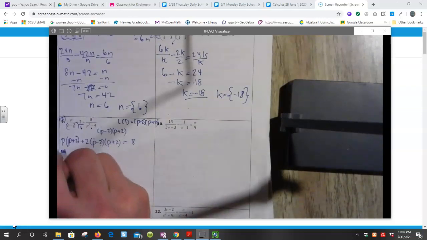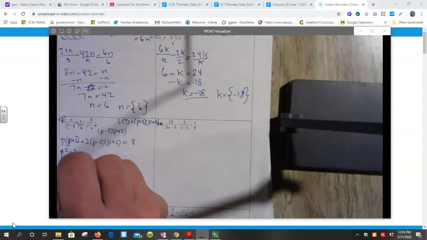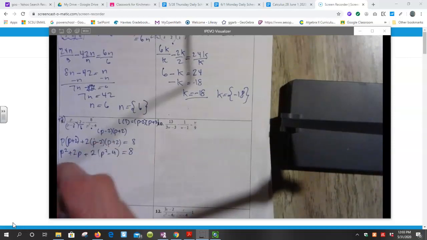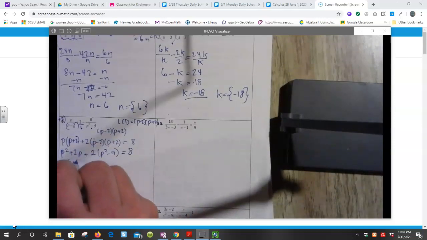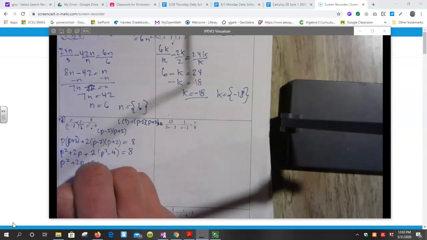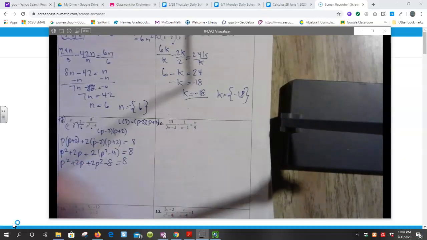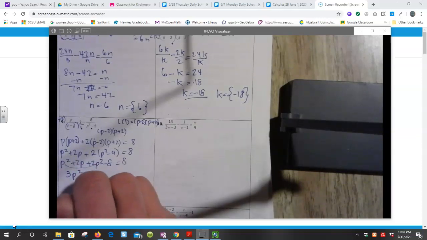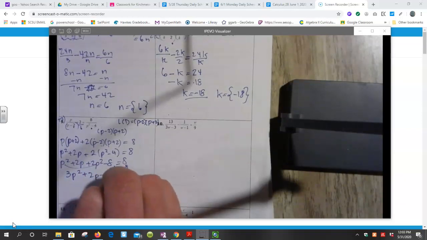So now we multiply it through: p squared plus 2p plus 2 times p squared minus 4 equals 8. Now we simplify that, and we get p squared plus 2p plus 2p squared minus 8 equals 8. Simplify that, and we get 3p squared plus 2p minus 16 equals 0. We subtract the 8, subtract the 8.